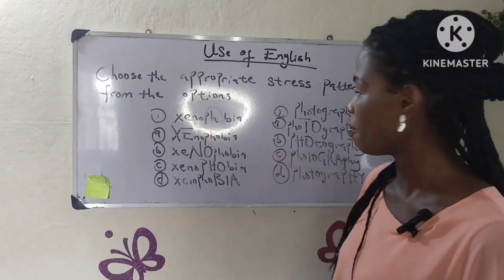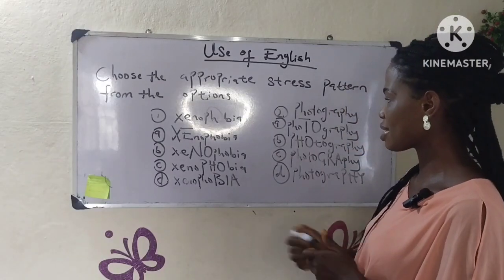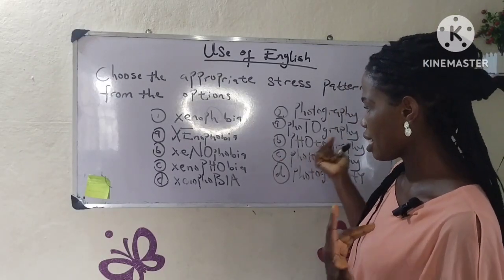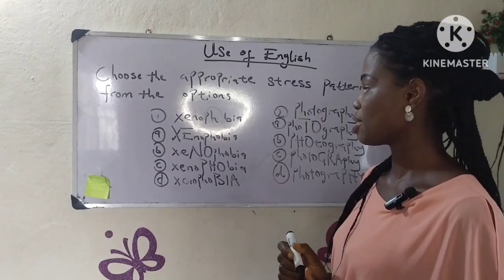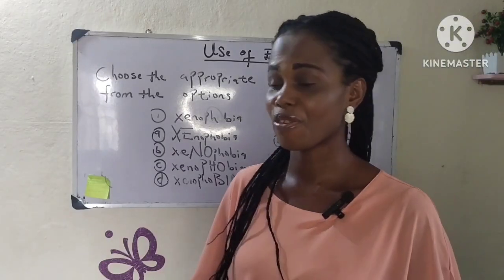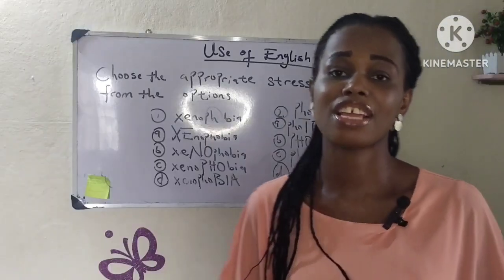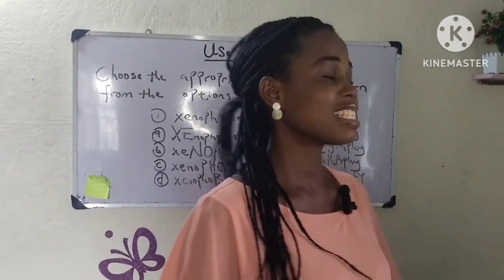So which of the options is correct? Is it A, B, C? Yeah, option C is the correct answer. We have xenophobia with the stress on PHO. All right, let's see the second one.